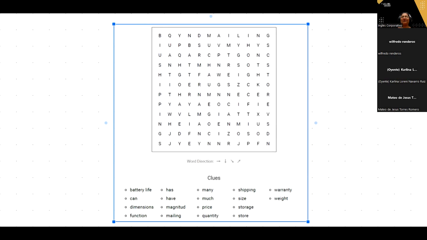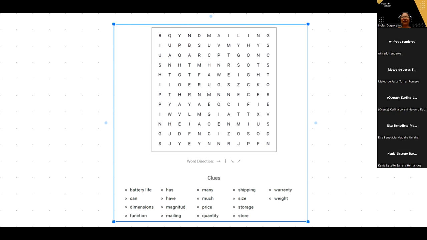Okay, guys. Meanwhile, your classmates get into the class. I have this exercise for you. In this exercise, you have to take the highlighter and you need to mark the words that you have down.